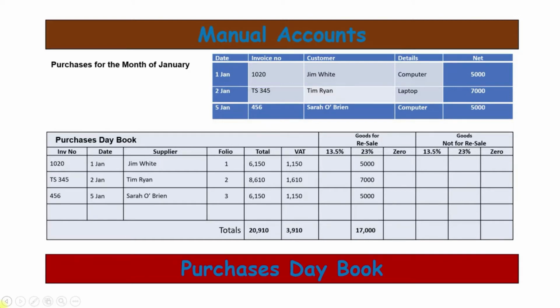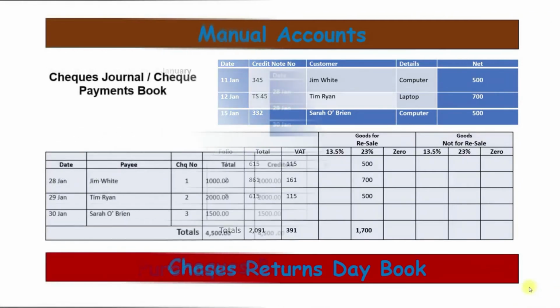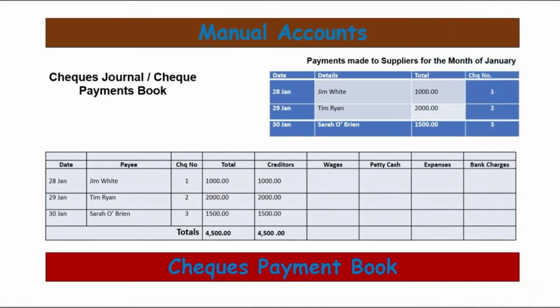Notice there is no unit price or quantity, just the total net price for each item. The purchases returns book is done in the exact same manner. Note that the folio number starts at 1 again. When we pay a supplier, the payment is documented in the checks payment book. Again, there are no VAT amounts entered here as the related VAT has been documented in the day books. The totals are entered in the total column and also in the creditors column.